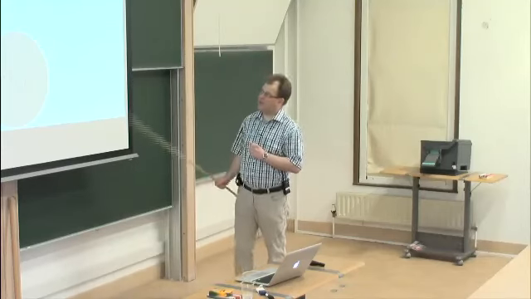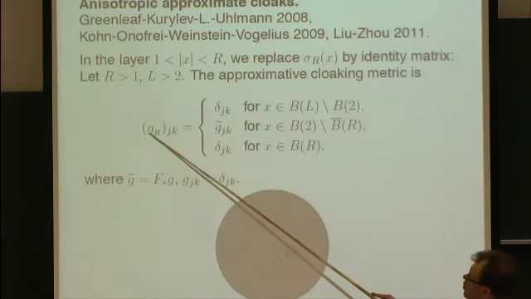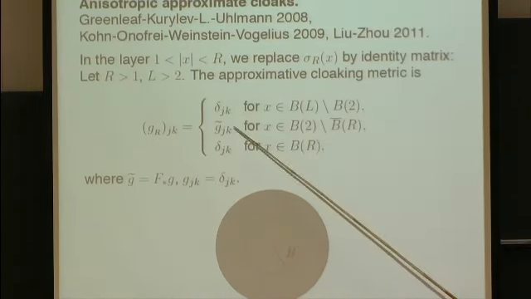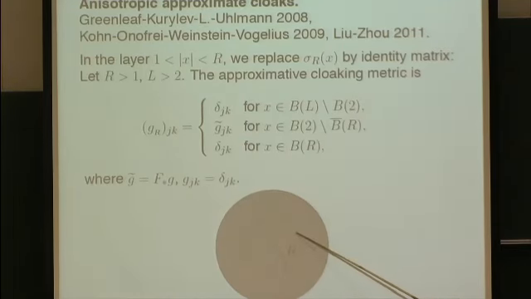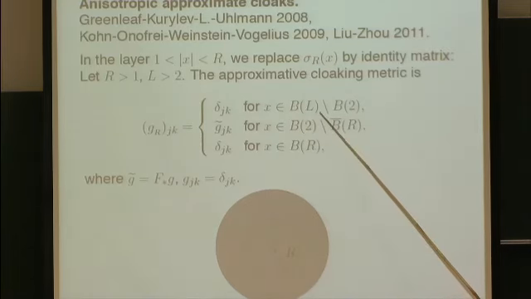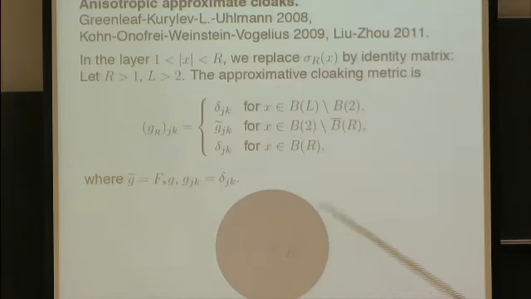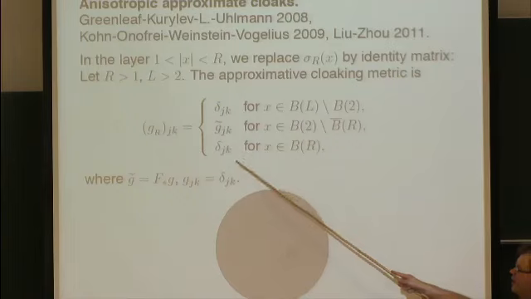So what we do is define this kind of approximative cloaking metric depending on the parameter r, so that we take the cloaking metric coming from the blow-up map in the layer where the radial parameter is from r to 2. Inside we put just the identity matrix, and we put this whole device inside a large ball having radius L, and outside this we have the Euclidean identity metric.